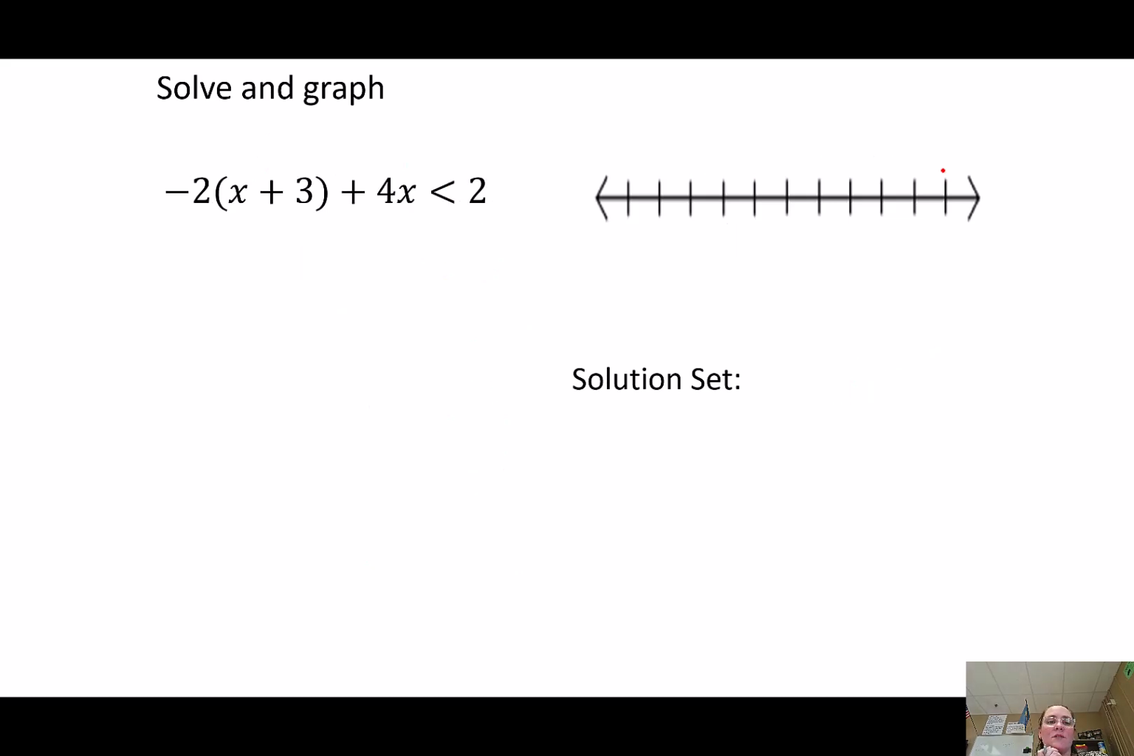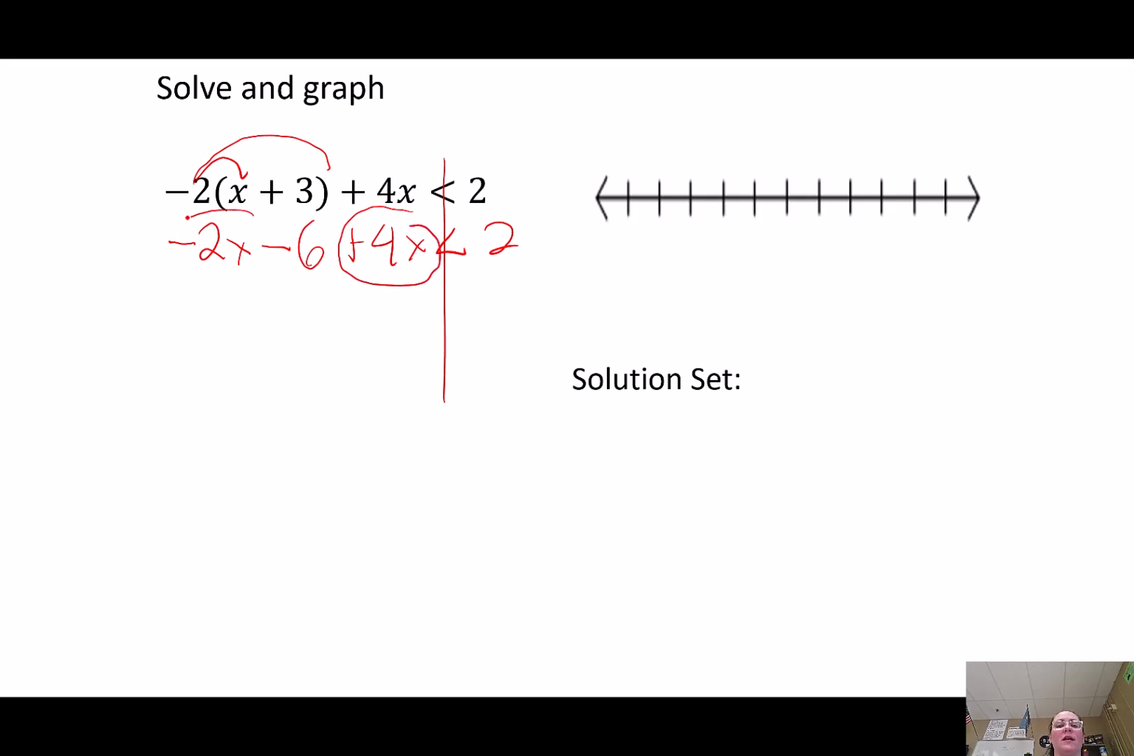So looking here, I've got negative 2 times x plus 3, plus 4x, is less than 2. Looking at the left side here, I can distribute, right? So negative 2 times x is negative 2x. Negative 2 times 3 is a negative 6. I still have the plus 4x less than 2. From here, I have like terms I need to combine. So negative 2x plus 4x gives me 2x minus 6 less than 2.